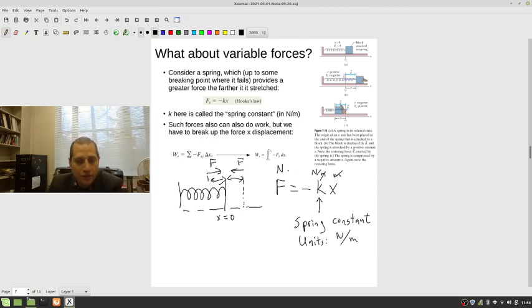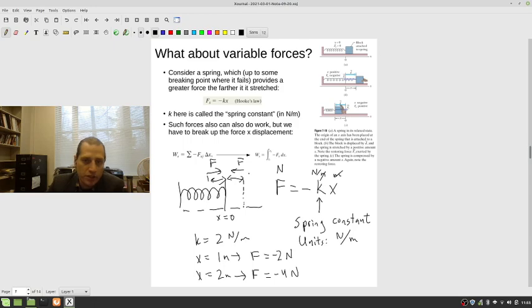Okay, now what does that mean physically? It means, let's say that I have a k of 2 newtons per meter. That means if I stretch this out to x equals 1, I would get a force of minus 2 newtons. If I stretch it to 2 meters, because I'm taking 2 times 2, I would get a force of minus 4 newtons. Okay, so what this is essentially telling me is that the further out I pull this spring, the harder back it's going to try to pull me.